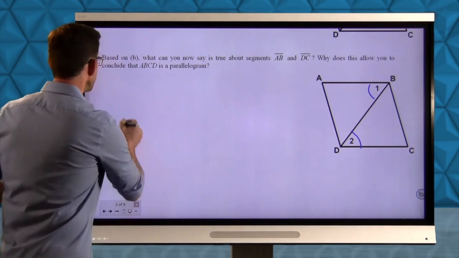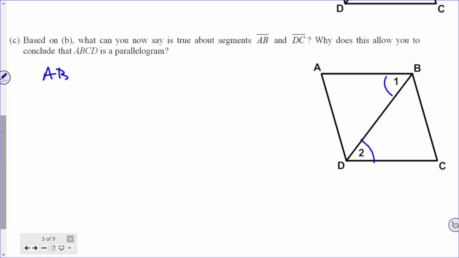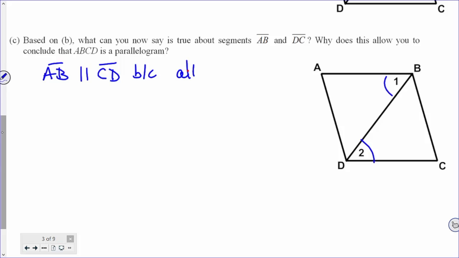Well, you can say that AB is parallel to CD because alternate interior angles are congruent, right?